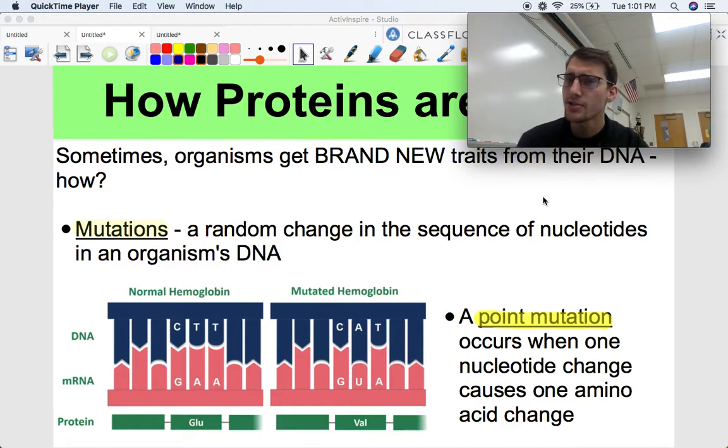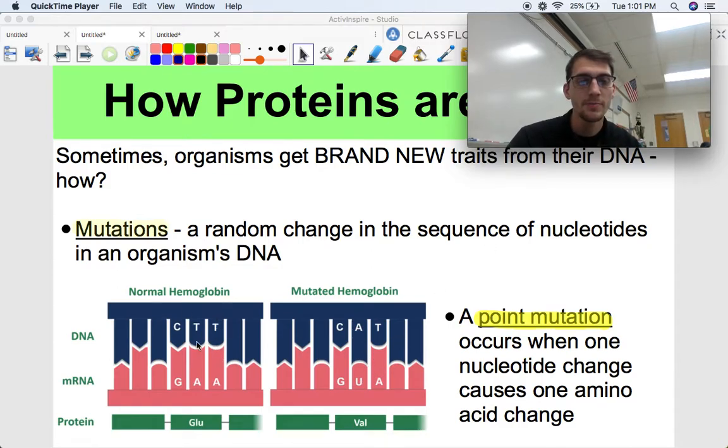If you change the instructions, you're going to get a different product. If you change the system of how the cell is going to make that protein, you're going to get a different protein, right? So there's a couple different types of mutations that we're going to talk about. One is called a point mutation, and that occurs when a nucleotide change causes one amino acid change.